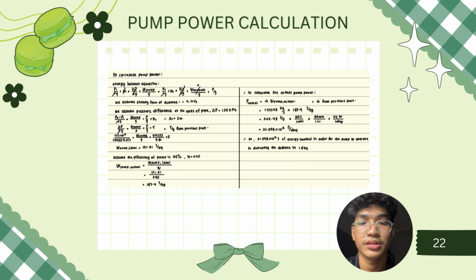So we use the formula: actual pump power equals the mass flow rate times the actual work done by the pump, and we sum the values into it, and we get 21.598 times 10 to the power of 6 joule per day. It means that 21.598 times 10 to the power of 6 joule of energy is needed for the pump to operate in delivering the acetone in one day.